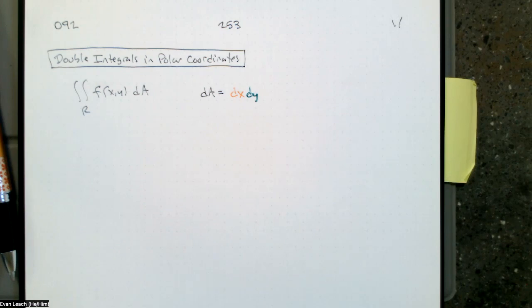Today we want to look at double integrals in polar coordinates, the way we're going to think about it, and the issue that arises and how we deal with that issue. So let's quickly review double integral in rectangular coordinates.